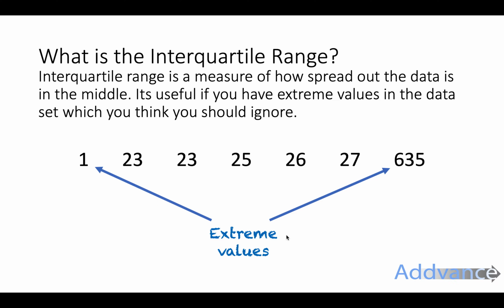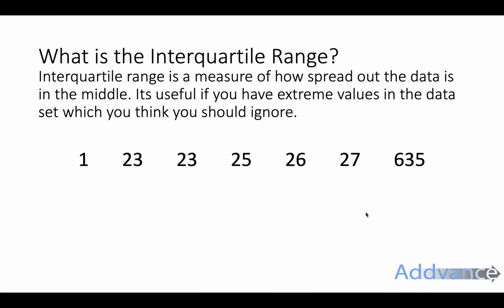And you can see there's some crazy extreme values here. The 1 and the 635 are a long way from where the middle of the data is. The middle of the data is between 23 and 27. So we call these extreme values. And if we were just interested in where the data is in the centre, we would just look at the 23 to 27. And that's what interquartile range helps you do.